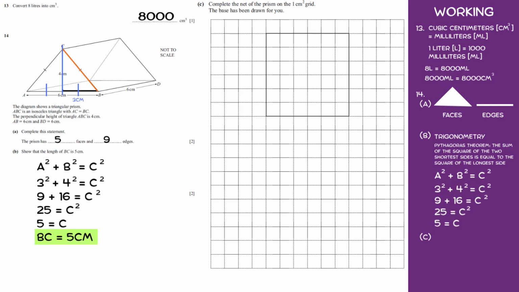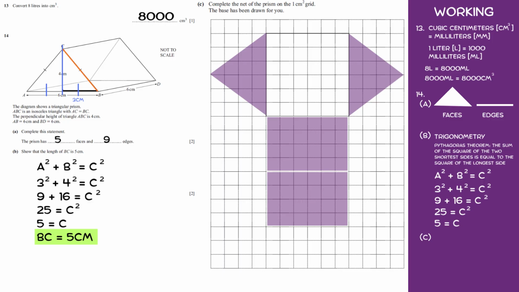In part C, we are asked to complete the net of the prism. To do this, we must simply cut along the edges in order to dissect each component. As we can see, the two triangles will lie here, with the remaining rectangles falling parallel to the base. Make sure that your measurements are correct.